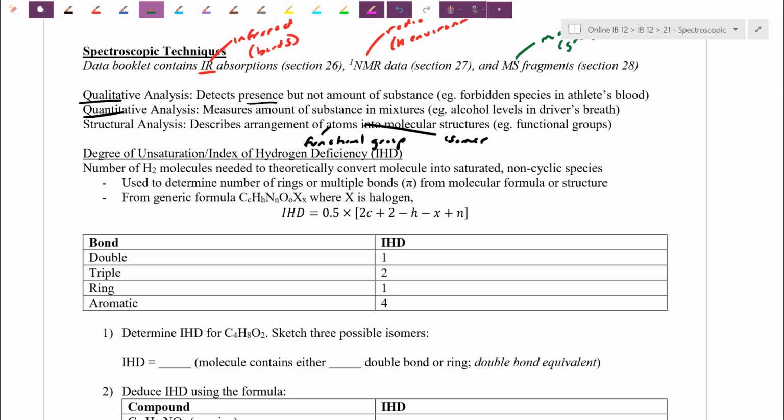Okay. So just before we get into our main technique for today, mass spectrometry, we're going to take a look at degree of unsaturation. I'm just going to say this is sort of hint number one. It's also called an index of hydrogen deficiency. This one by definition is how many H2 molecules I would theoretically need to use to convert the current molecule into the saturated non-cyclic molecule.